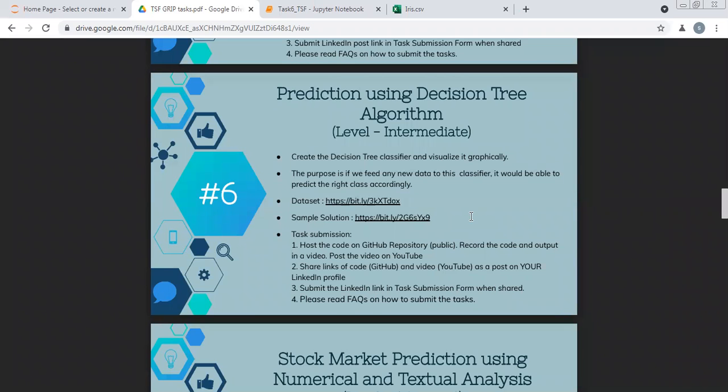I have completed Task 6 of the Data Science and Business Analytics internship at the Sparks Foundation. Task 6 is to create a decision tree classifier and visualize it graphically. The motive of this task is that if we feed any new data to the decision tree classifier, it would be able to predict the right class accordingly.